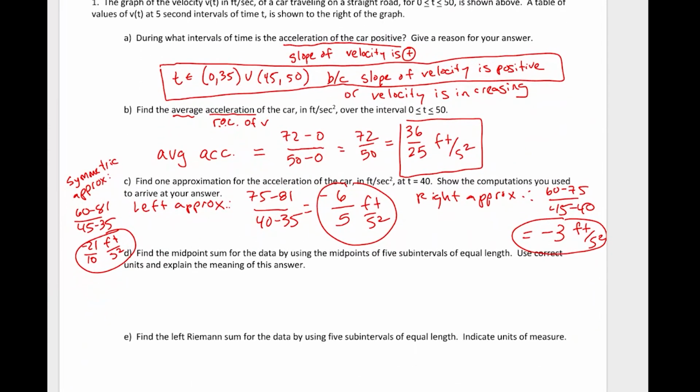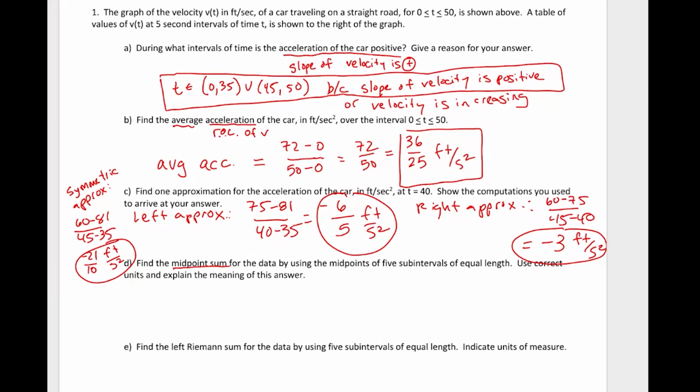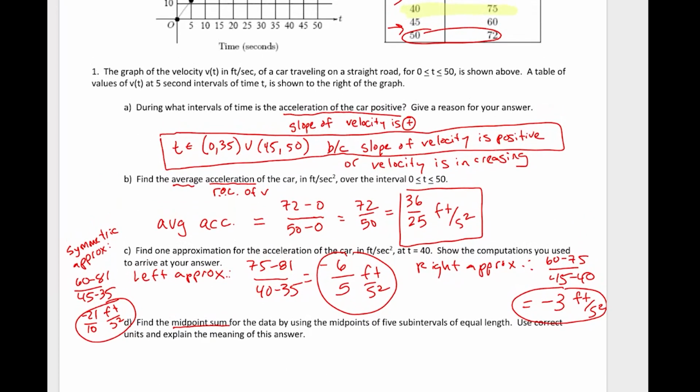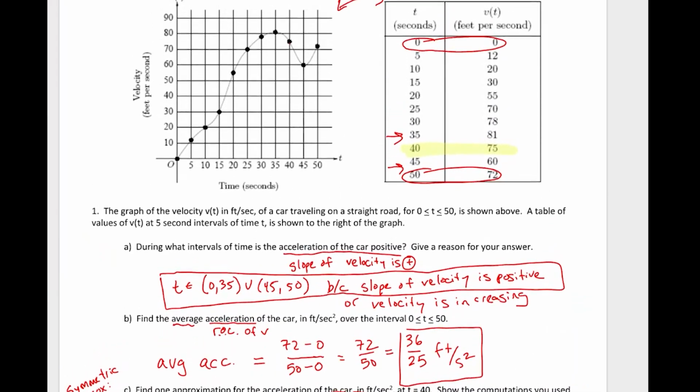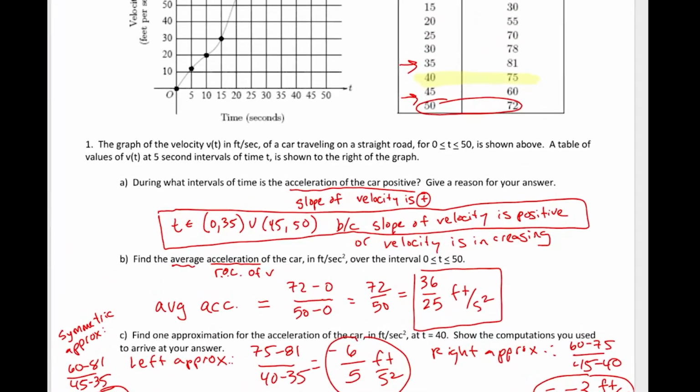Okay. Letter D says find the midpoint sum for the data. Okay, midpoint sum for the data by using the midpoints of five subintervals of equal length. Use correct units and explain the meaning of the answer. Okay, let's go back up and take a look here. Let's split up this data into, what was it, five? Yeah, five subintervals of equal length.